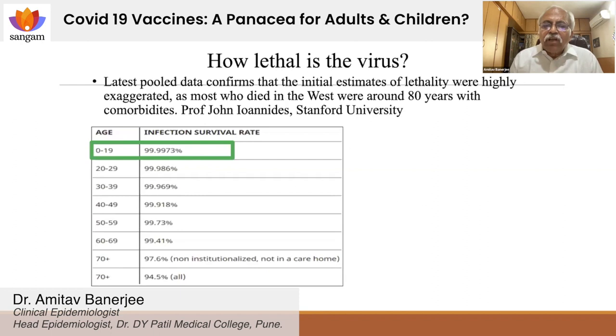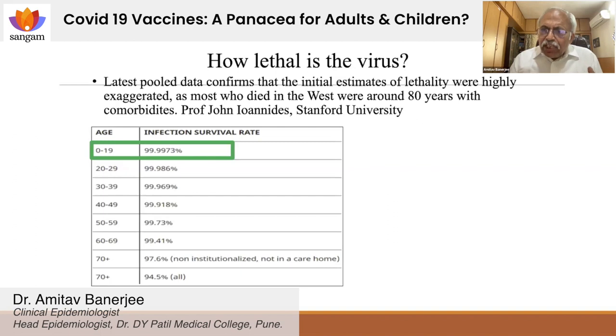Similarly, how lethal is the virus? This I have already mentioned. Up to 19 years, the survival is 99.9973%, and right up to 69 years, it is 99.41%. Particularly in our country, we are facing a much higher risk every day, and I have put one table on that. Up to 70 plus, survival is 97%. For 70 plus with comorbidities, it is 94%.